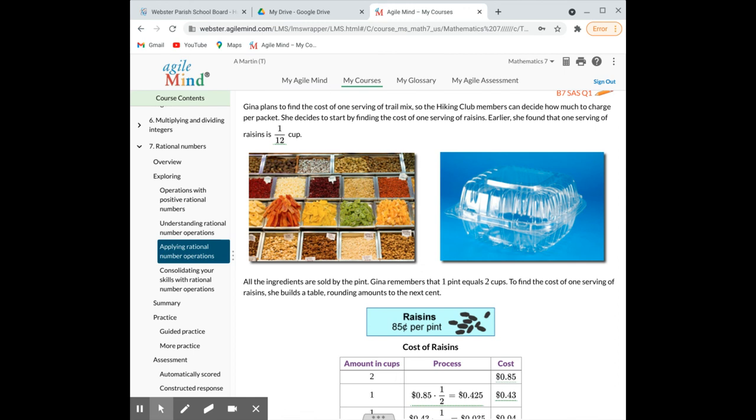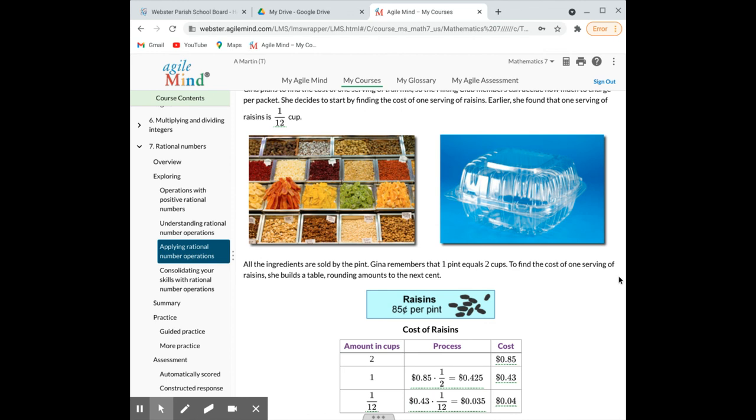She decides to start by finding the cost of one serving of raisins. Earlier, she found that one serving of raisins is 1/12 cup. All the ingredients are sold by pint. Gina remembers that one pint equals 2 cups. Find the cost of one serving of raisins. She builds a table, rounding amounts to the next cent.